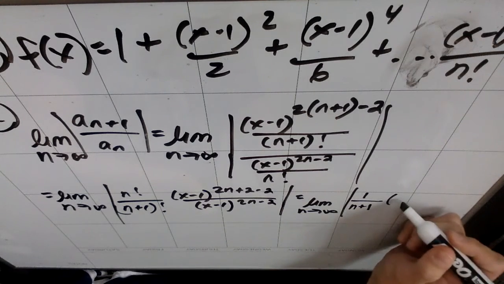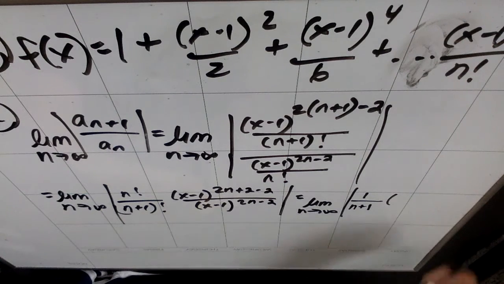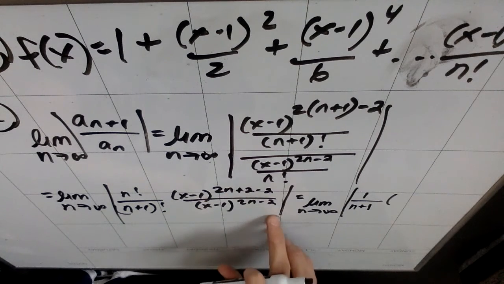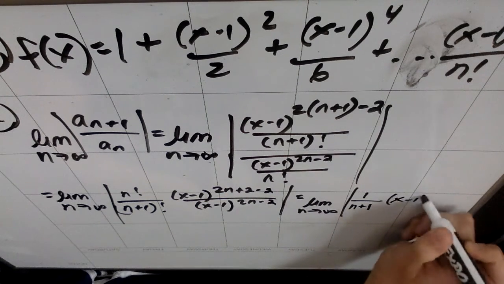And then here, this is essentially going to be an x to the 2n, right? And this is an x to the 2n minus 2. When I subtract, I end up getting an x minus 1 quantity squared.